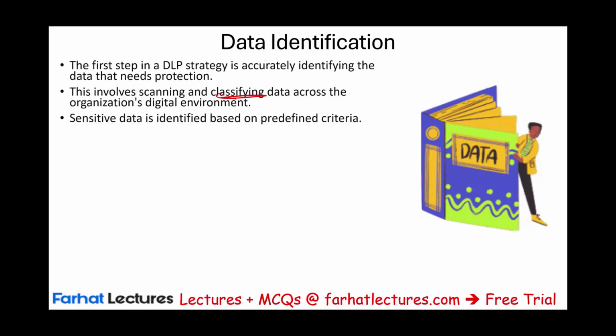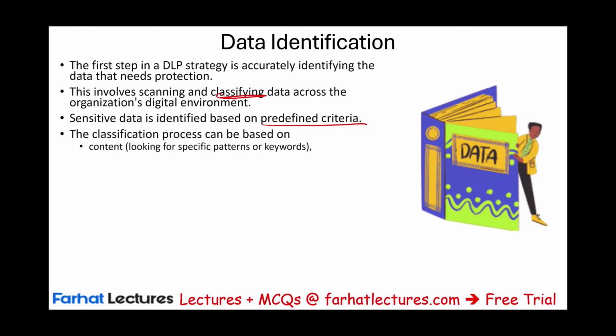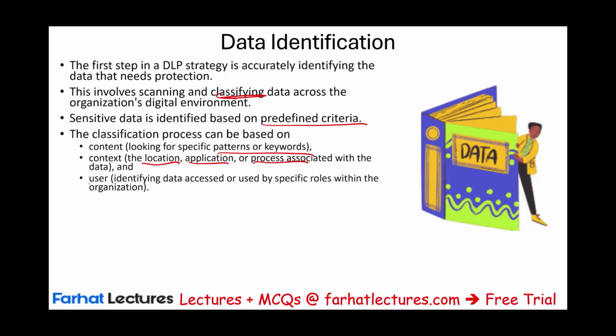Now, sensitive data is identified based on predefined criteria. It could be account number, social security, date of birth. That's sensitive information. And the classification process can be based on content, looking for specific patterns or keywords. The classification process could be based on context, the location of this data, how we're applying this data, and the process associated with the data. Or the classification could be based on who's using this data, identifying data accessed or used by specific roles within the organization.